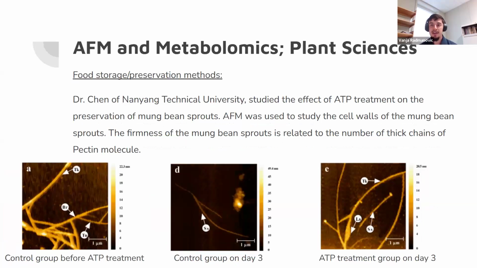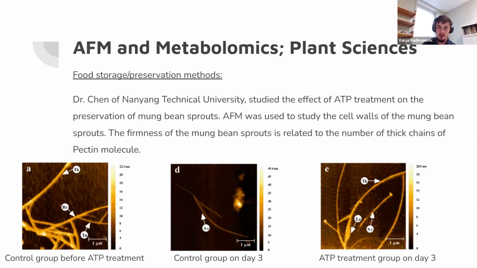Another interesting example, I thought, if we now move to plant sciences a little bit, was a paper focusing on preserving food with different methods, again investigating drug treatments. Here, Dr. Chen studied the effect of ATP treatment on the preservation of mung bean sprouts. It was a type of food they chose, these mung bean sprouts, to see if they could make them last longer. One group they treated with ATP, and one they had as a control group.